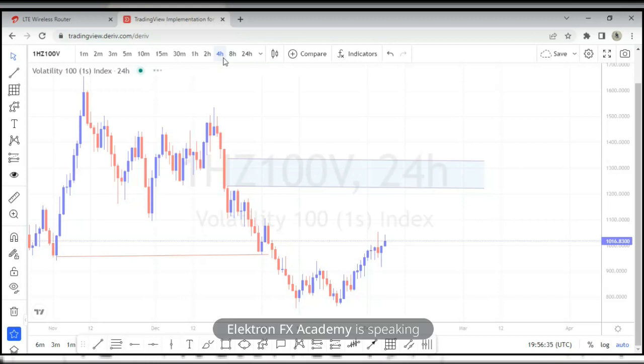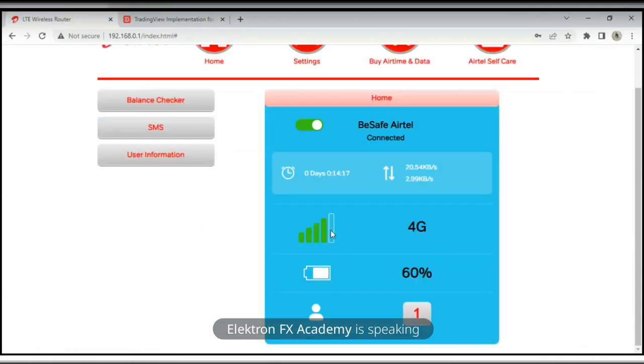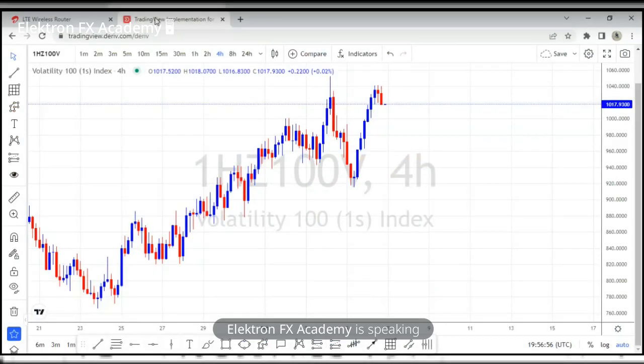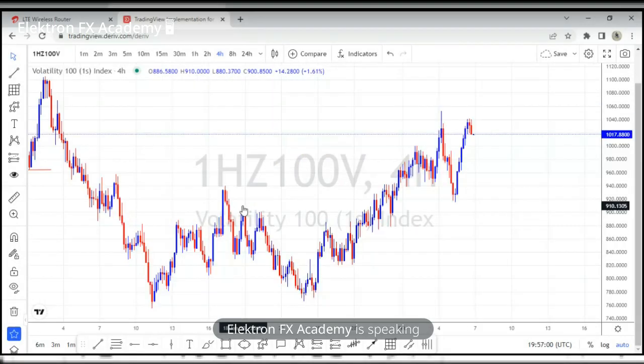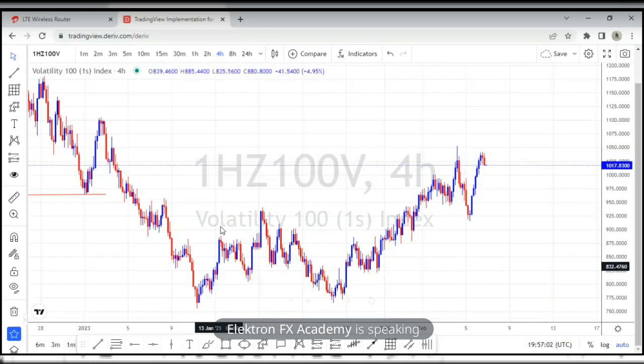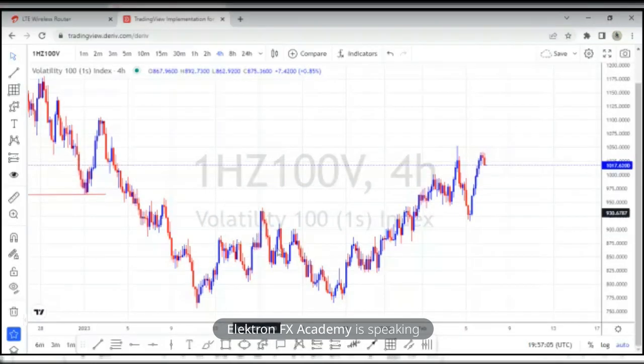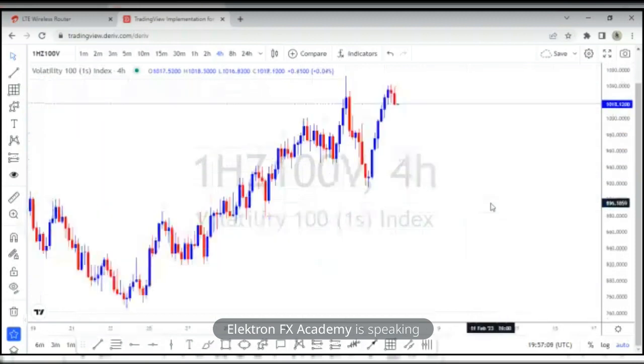Let's look at the 4 hour time frame, and then we see what we can find there. So we're back to the 4 hour time frame. Alright, let me see what the 4 hour is delivering. Wow, we can see that 4 hour is breaking highs. You can see it making new highs, whatever.